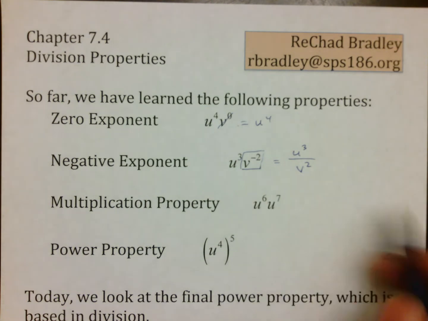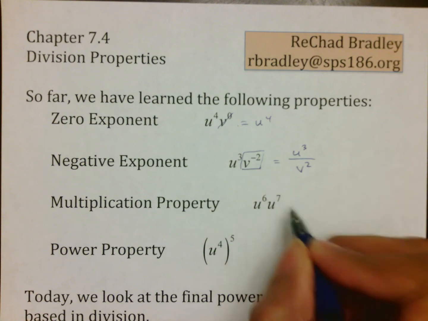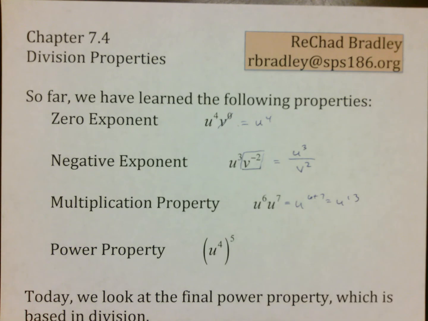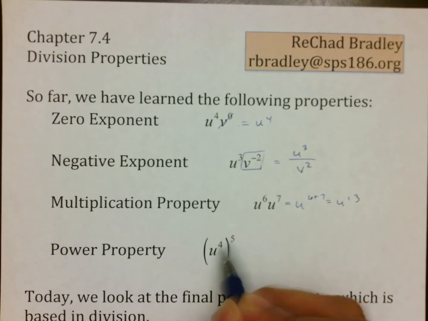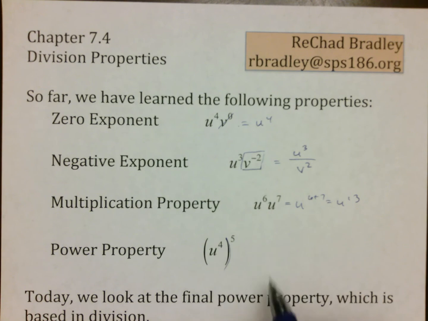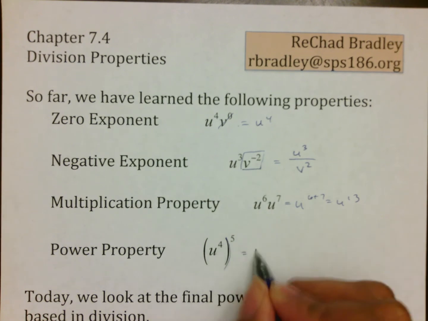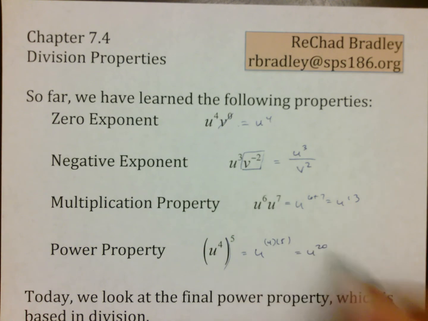We also have the multiplication property, which is when you have two powers of the same base. This means I have 6 u's and 7 u's, which means you do u to the 6 plus 7, or u to the 13th. And then the last one was the power property, which is that I have a power going to another power. So I have an exponent separated by parentheses, which in my brain, parentheses means multiply. What that was is that I have 4 u's happening 5 times, which is where you do u to the 4 times 5, which is u to the 20th.